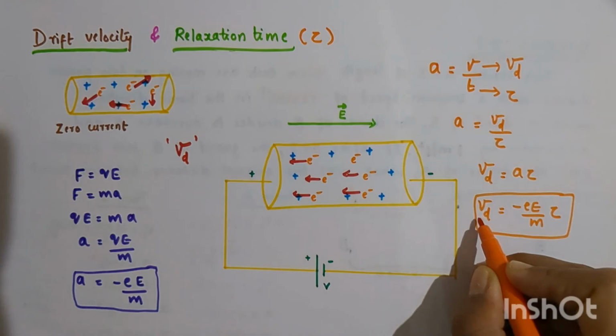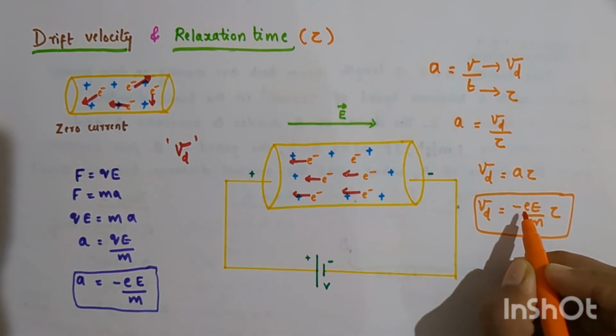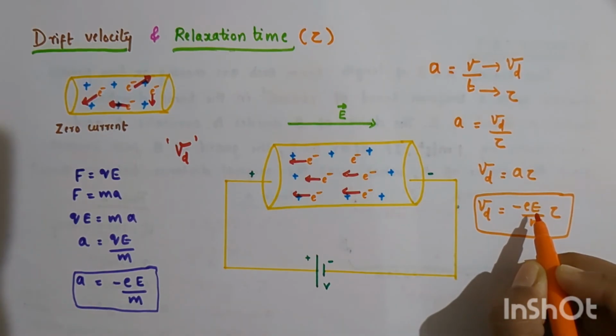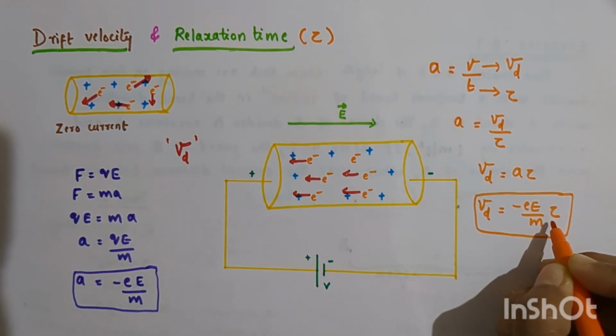Here Vd is the drift velocity, which is the velocity of the electrons offered by the battery; minus e is the charge of the electron; capital E is the external electric field present here; small m is the mass of the electron; and tau is the relaxation time.